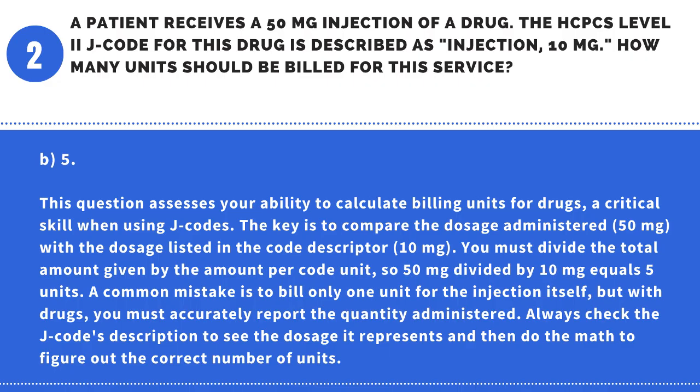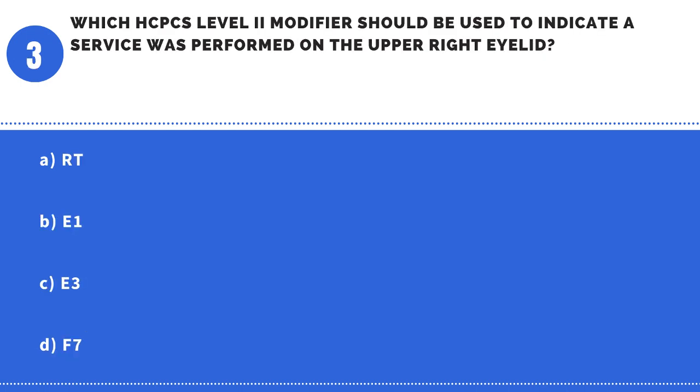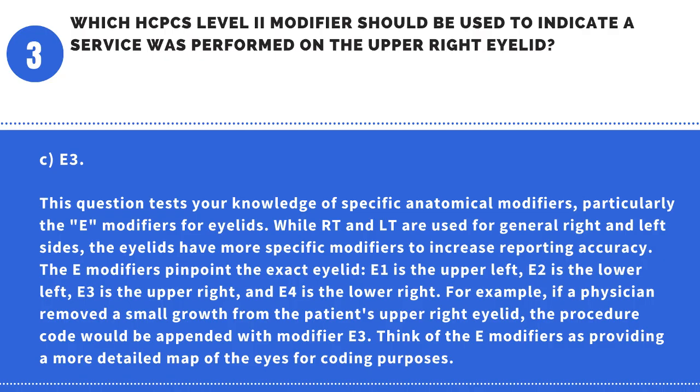Always check the J-code's description to see the dosage it represents, and then do the math to figure out the correct number of units. Question 3. Which HCPCS Level 2 modifier should be used to indicate a service was performed on the upper right eyelid? A. RT. B. E1. C. E3. D. F7. Answer. C.